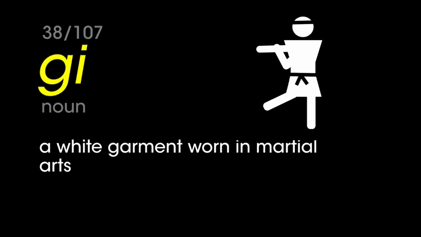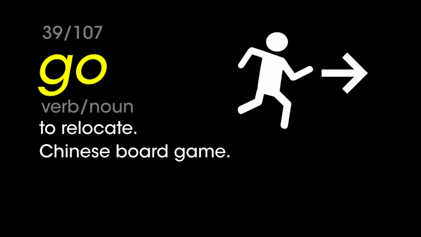Gi is a garment worn in martial arts. Okay, that's a good one. In fact, I might have used to wear this. I did karate once. I don't know if a gi is used in karate. I know there's different types of martial arts. Someone let me know. Go is to relocate. It's also a Chinese board game if you don't know. So that's cool.